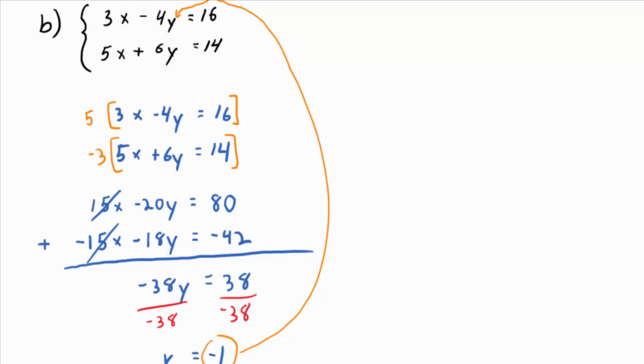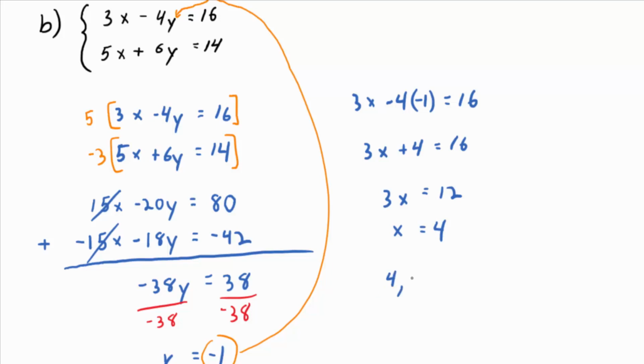And so that gives me 3x minus 4 times what, a negative 1 equals 16. So what is that? 3x plus 4 equals 16. What does 3x equal? 12. Subtract 4 from both sides. Or x equals 4. So how are you going to write the answer? 4, negative 1. Could you check the answer if you wanted to? Yeah, plug in x equals 4 and y equals negative 1 into both equations. You better get a true statement both times, right?